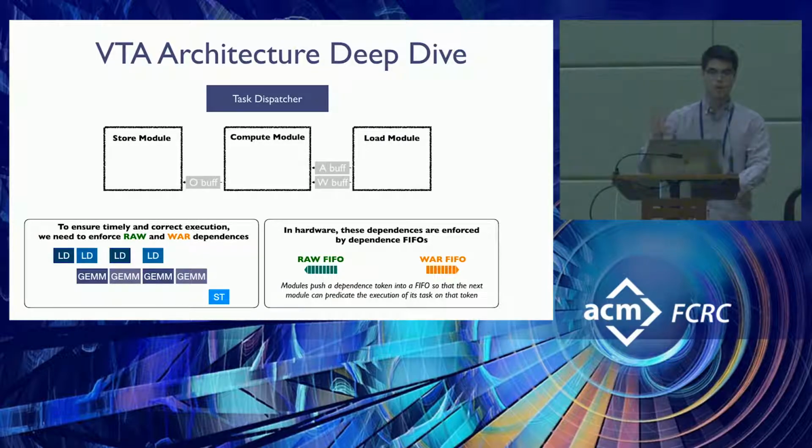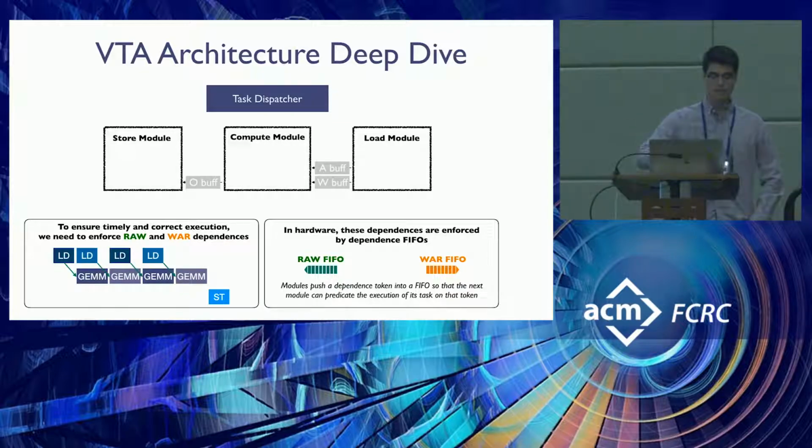The idea is that when a module is done producing data, it pushes a token that the consumer can then pop when that token appears, to signal that the data is ready to be consumed. So we use these FIFOs to signal between modules that data is ready to be consumed, or that data is ready to be overwritten in the case of a false dependence.